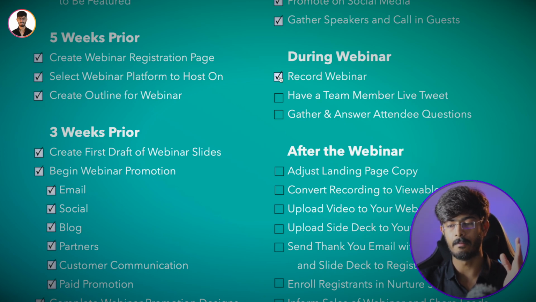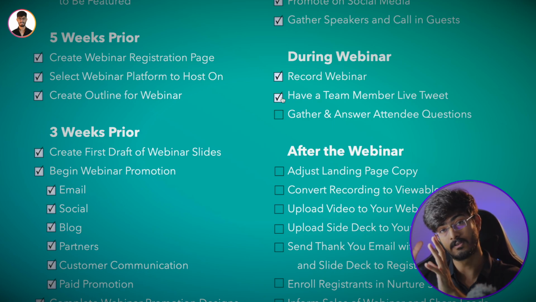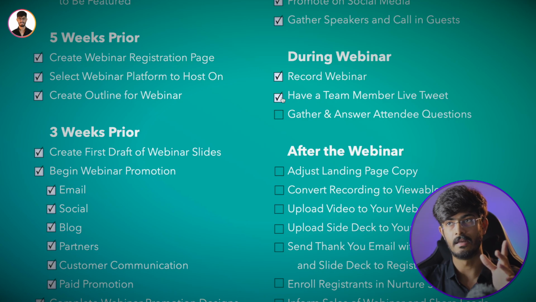Next is have a team member live tweet. It's mainly to interact with social media when you are live. When you are live, post on LinkedIn that we are live with this many people and this is what we are talking about. This will increase the engagement on the post, plus you will see a few new attendees as well.